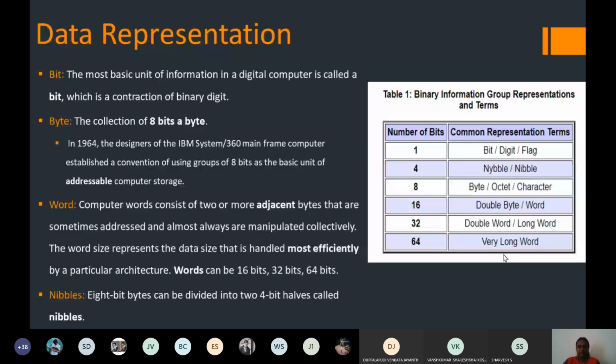Okay, binary, on-off. So internally, a computer understands the data and it is represented in the form of zeros and ones, that is, digital signals only. The basic unit for representation of data inside a computer is called a bit. It is a binary digit. It may be termed a bit, a digit, or a flag. That is the basic unit of a computer.